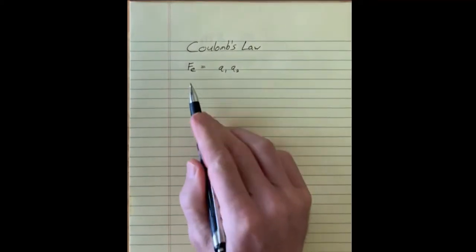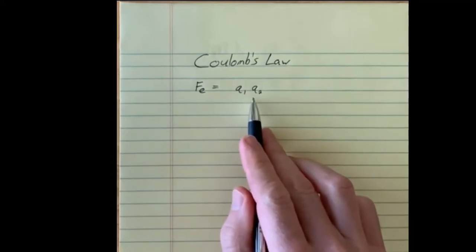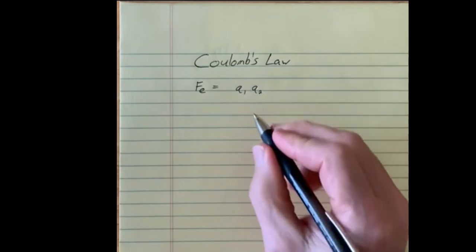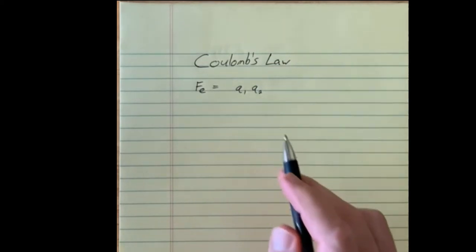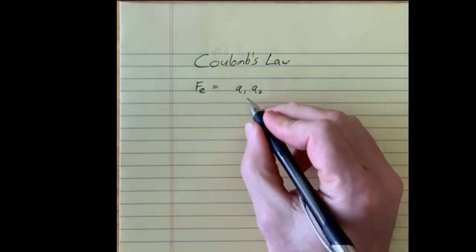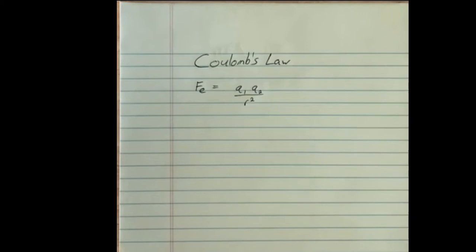he found that the force is related to the product, or the multiplication, of the two different charges. Second, he found that the electric force that these particles exert on each other is inversely related to the square of the distance between them. So the further apart they are, the weaker the force is, but it drops off very, very quickly.